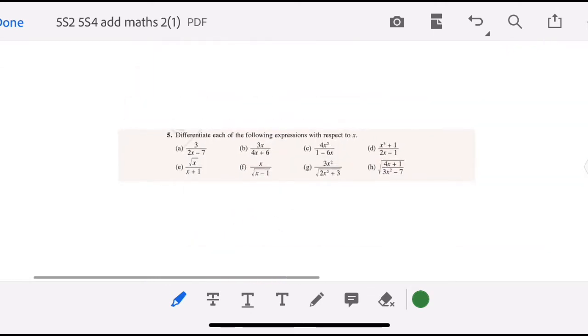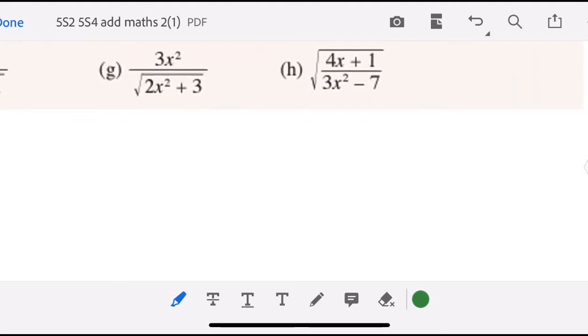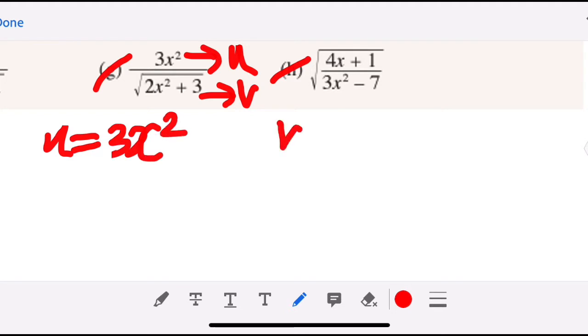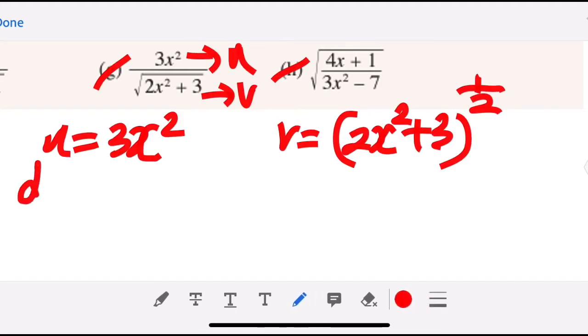Example like this question. I have discussed f in my previous video, so I'm going to discuss these two for now. Okay, let's focus on these two questions. So for this one, let's label this as u, this as v. So the u is 3x squared and the v is (2x squared plus 3) to the power of 1/2. Normally when we see the square root, we will always convert to power half.